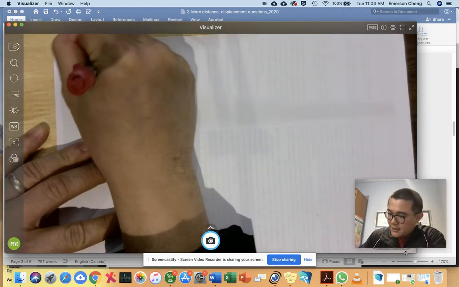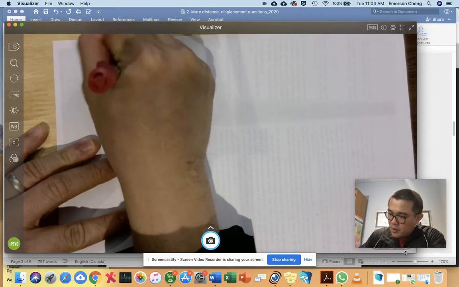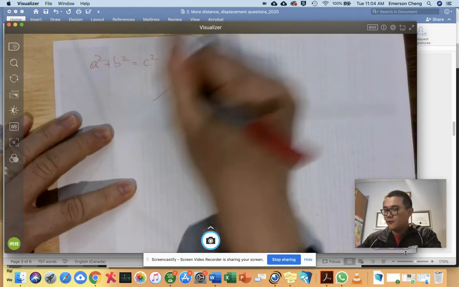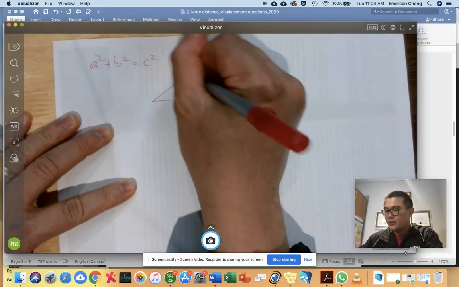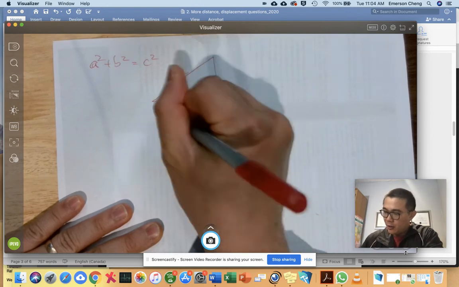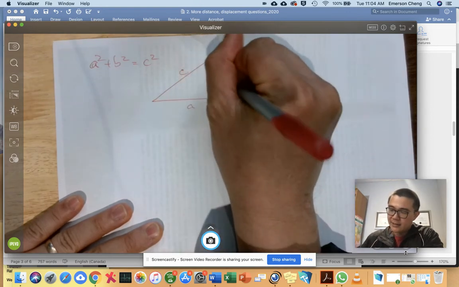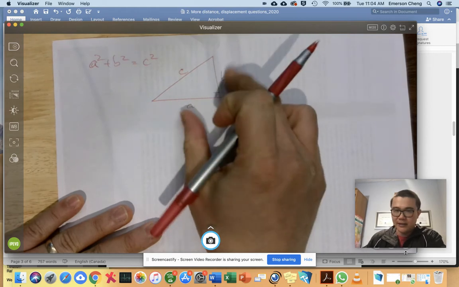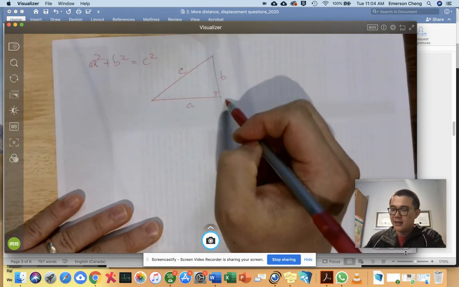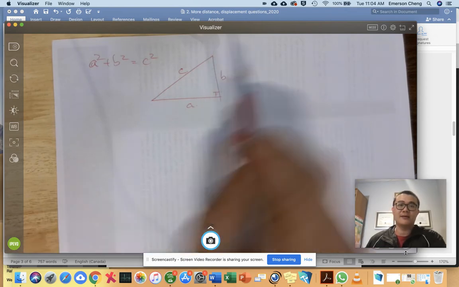So the Pythagorean theorem is a squared plus b squared equals c squared. C is, of course, always the longer side, or the hypotenuse side, of the triangle. You're talking about a right angle triangle. This is A, this is B. The labeling for these two doesn't matter, as long as they're the two shorter sides, so to speak.